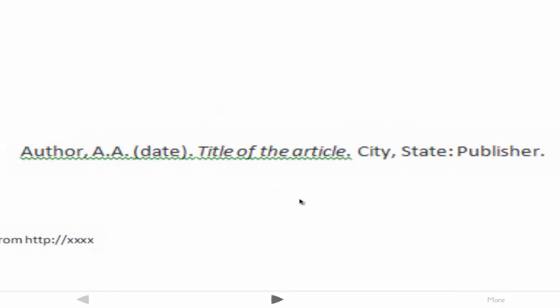Now the author: we start with the author's last name and first initial, then the date in parentheses followed by a period, then the title of the book (this is a typo) in parentheses followed by a period, then the city, comma, state, which can be abbreviated, colon, and then the publisher, finishing with a period.